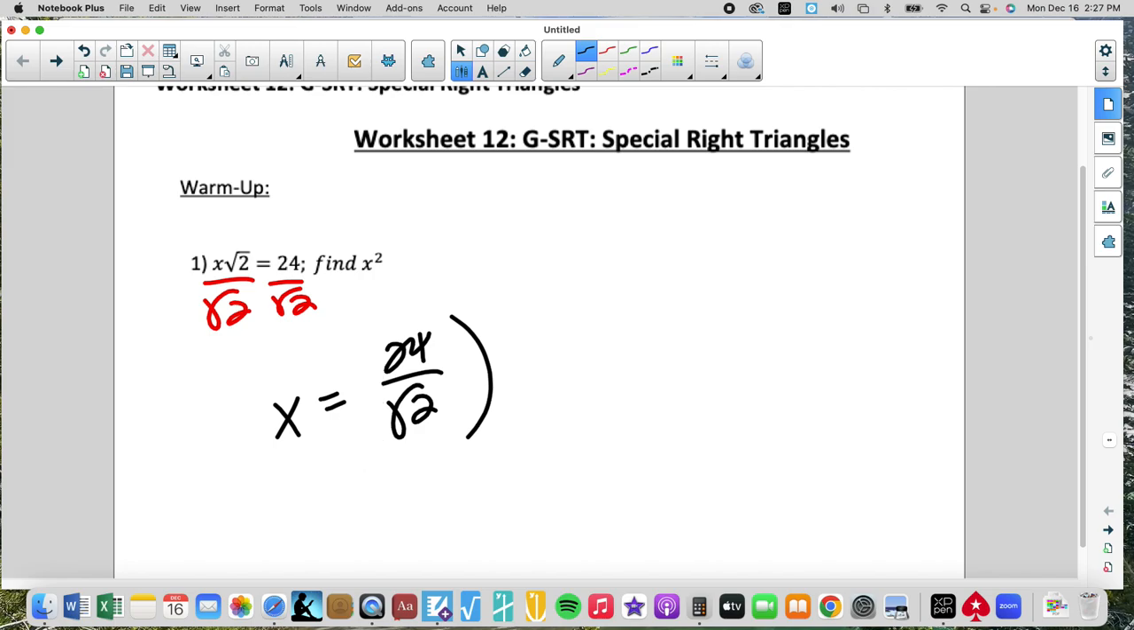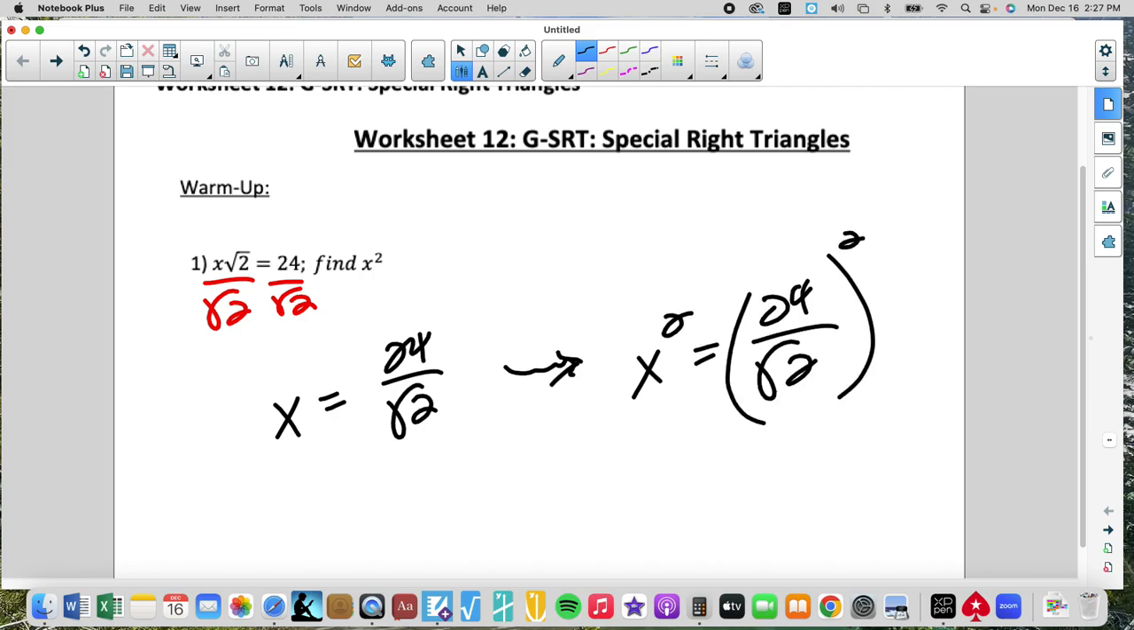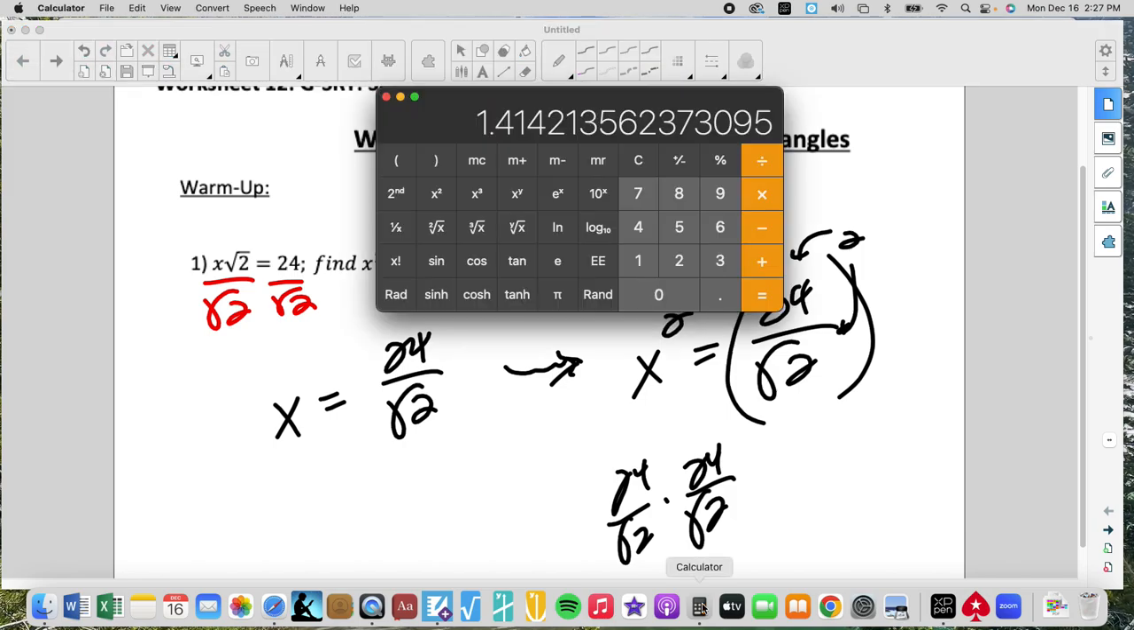So let's do it this way. If this is what x is, then x squared would be that value squared. We could look at it by distributing, or we could look at it as 24 over rad 2 times 24 over rad 2. That's what squaring is. 24 times 24 is some huge number that I don't know. 576.